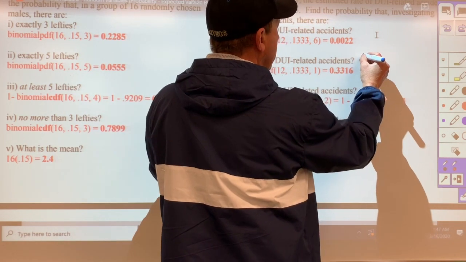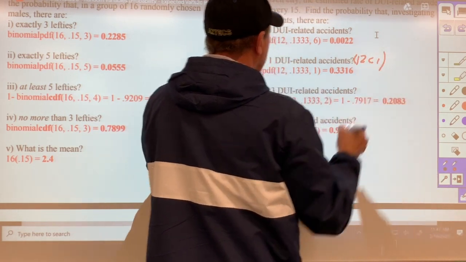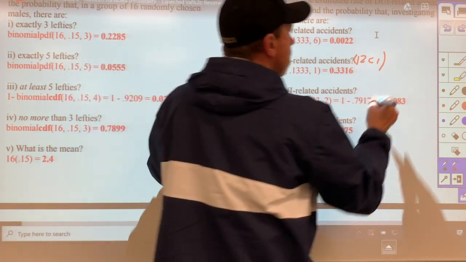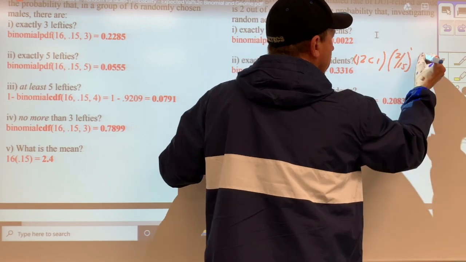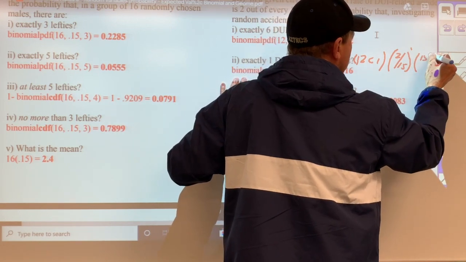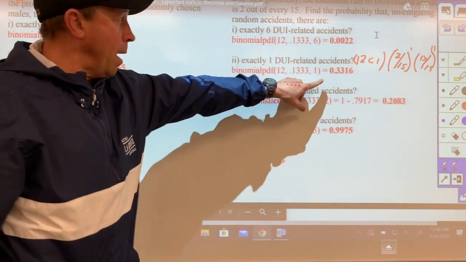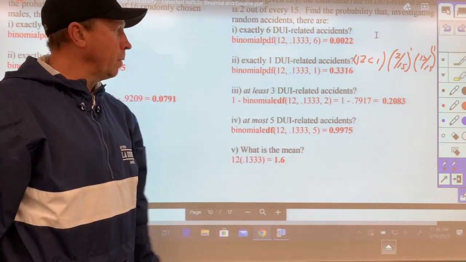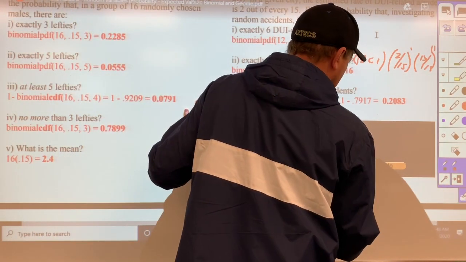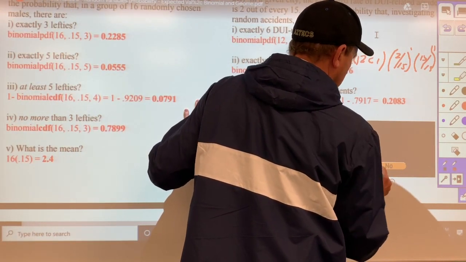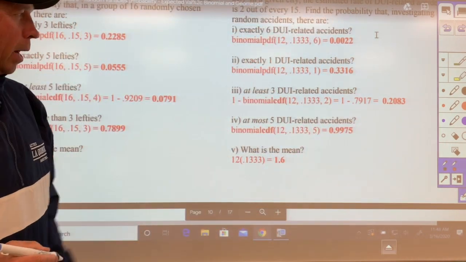Okay, this will be written as 12 choose 1 times 2/15 to the 1st times 13/15 to the 11th. And that will come out to that answer. If you want to check, go ahead. Okay? Now, at least 3 DUI-related accidents.